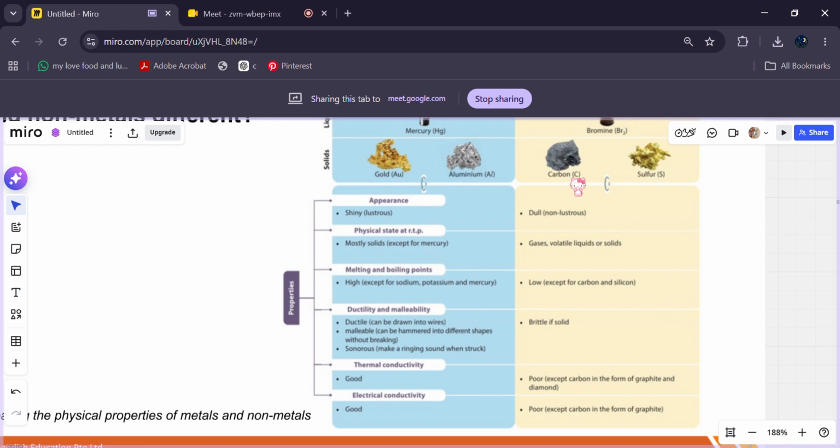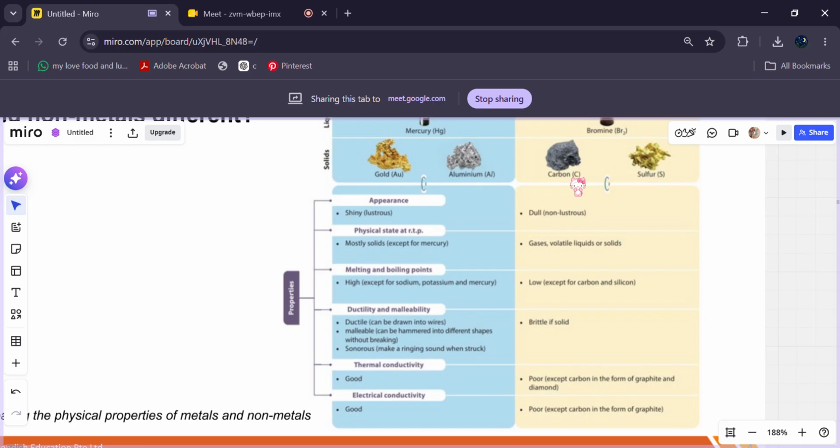Most metals are also sonorous. That means they make a ringing sound when struck. Have you ever hit a bell? Bells are made of metals because metals are sonorous. When you hit a bell, it makes a ding sound. This is because metals are sonorous.